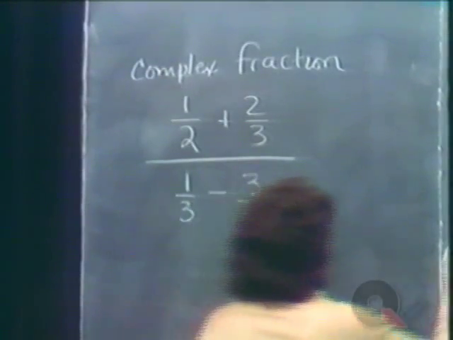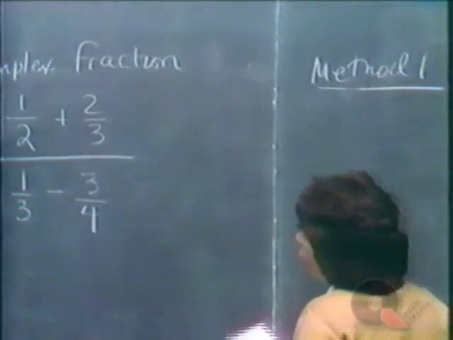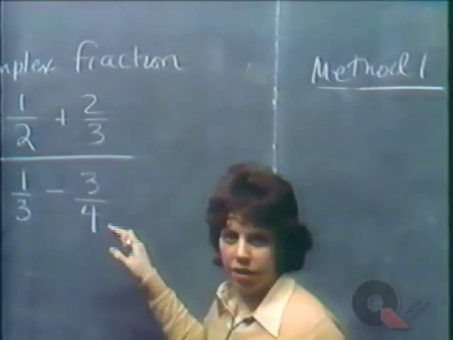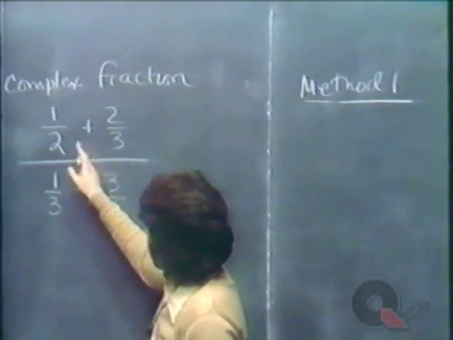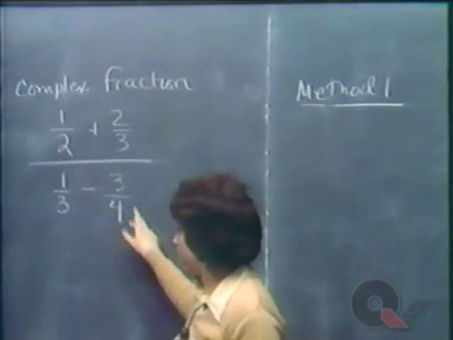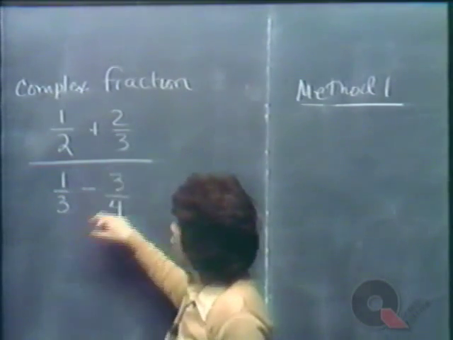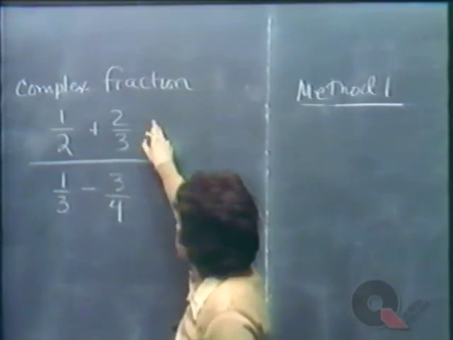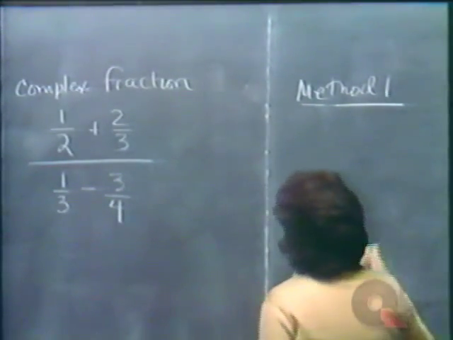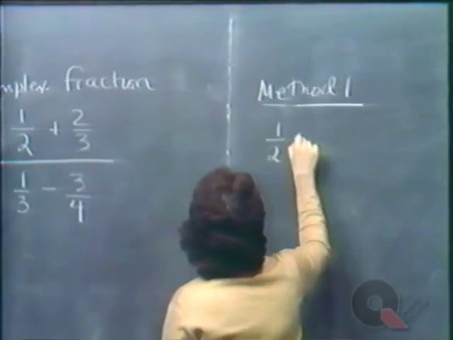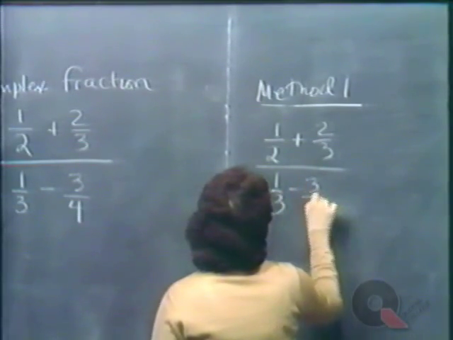Okay, method number one. We handle the numerator and the denominator separately. First, we add the fractions in the numerator, combining over the lowest common denominator. And then we work on the denominator here. We find the lowest common denominator of these two denominators here. We add these fractions, and then we divide fractions by using the idea of inverting and multiplying. Okay, so let's work that out. 1/2 plus 2/3 over 1/3 minus 3/4.